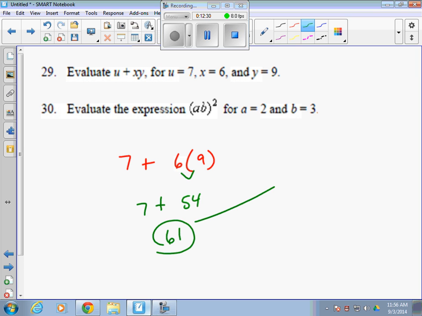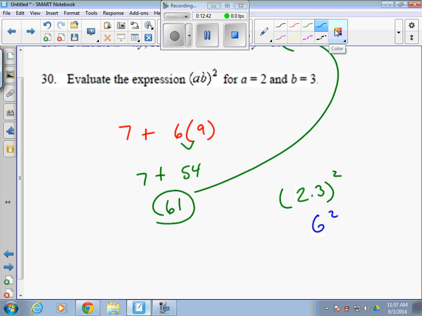That's for number 29. Evaluate the expression ab squared when a is 2 and b is 3. A times b, 2 times 3 squared. 2 times 3 is 6 squared. 6 times 6 means 36. Number 30.